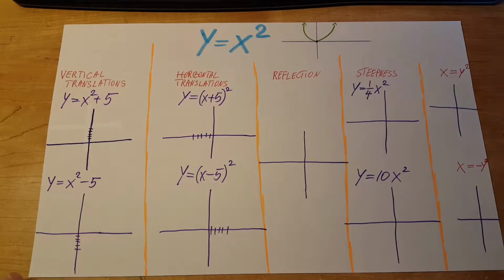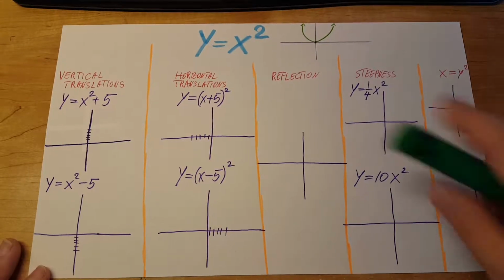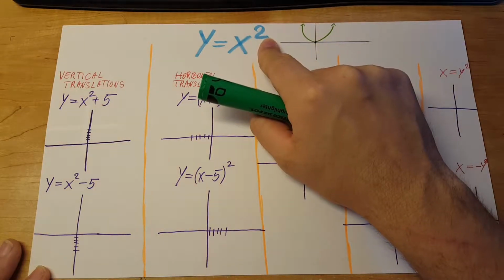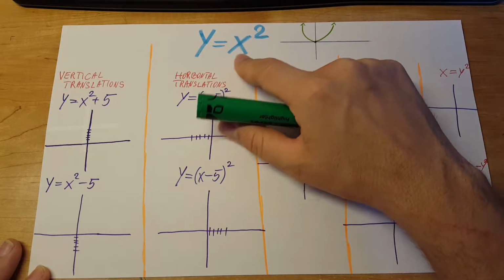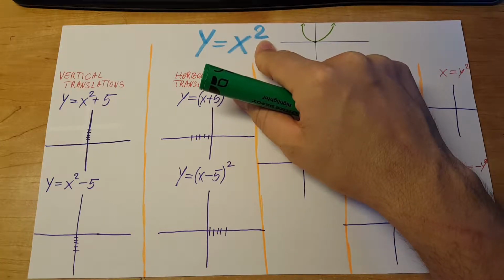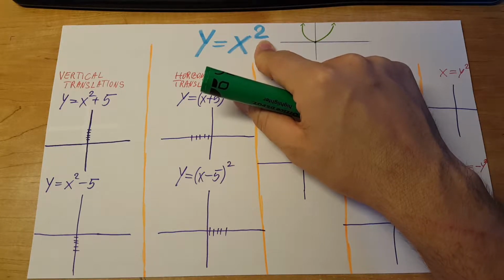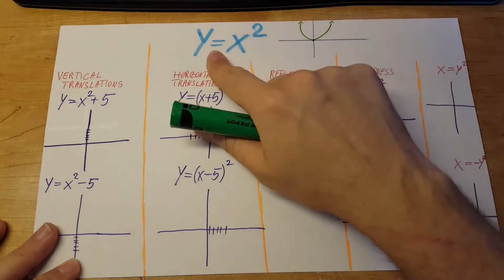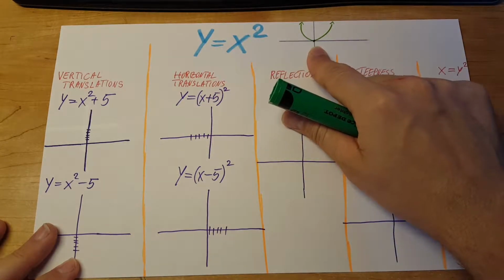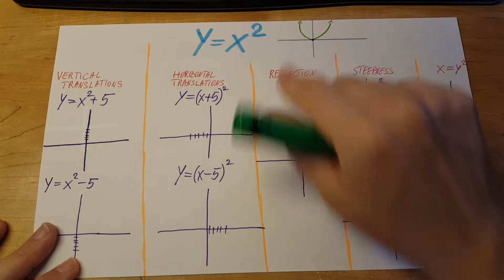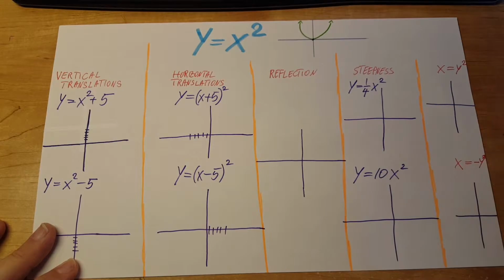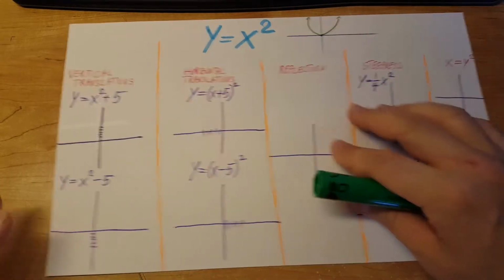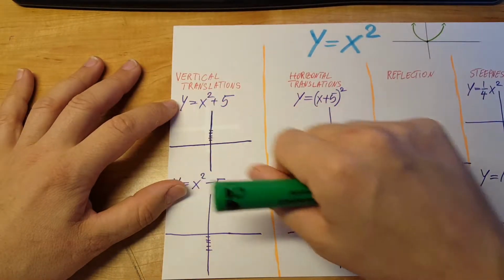Okay, let's take a look at the graph of the function y equals x squared. Because if we know the behavior of y equals x squared, then we can use it as a guide to draw the graphs of other quadratic functions. And y equals x squared, right here, there's the graph of it. Okay, and we're going to take a look at its translations, reflections, steepness, and things like that. Let's get started with the vertical translations.